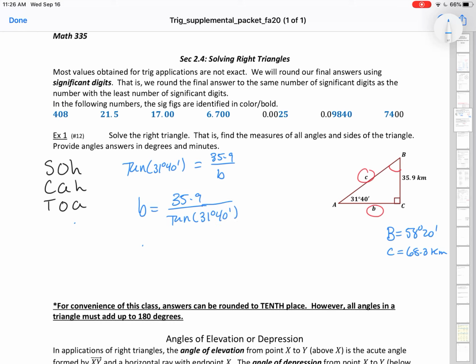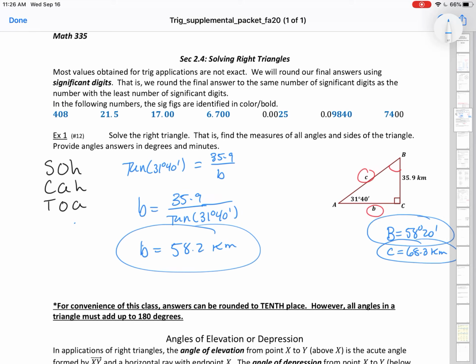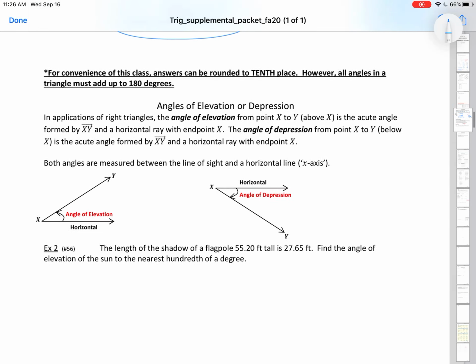And you become really good manipulators of information, and that's what we really want out of this class. So typing in the same way, 35.9 divided by tangent, and in parentheses 31 plus 40 divided by 60. Close that and hit equals, and I'm done. B is equal to 58.2 kilometers. So I know what little b is, I know what little c is, and I know what the angle is. I'm completely done. I've solved that triangle. Expect something like that on the exam.